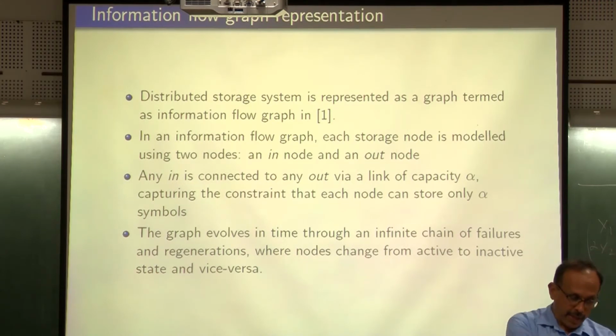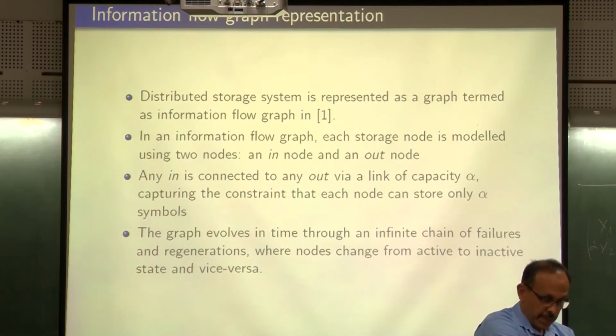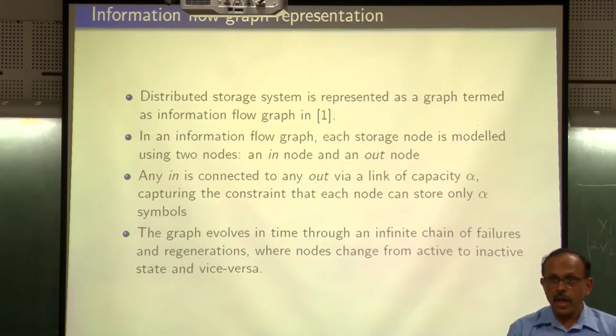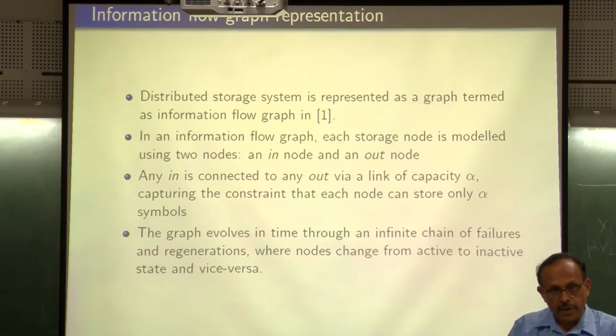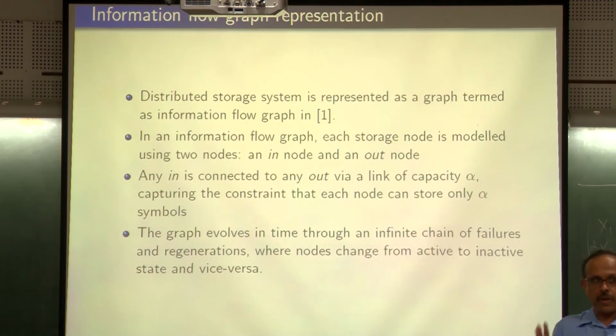So you may contact some other nodes to recreate it. So an in node gets data from some existing d nodes. But then when it is an out node, when it is stored, it can only have alpha symbols. So this particular concept has been modeled in the information flow graph as having a link of alpha capacity from in node to out node.